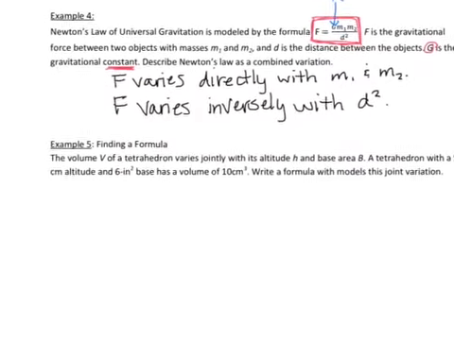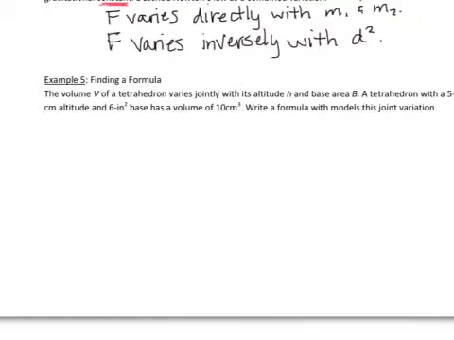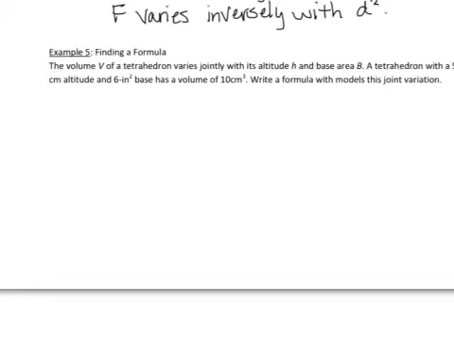All right, let's go to the next one where they give us the sentence and we have to write the equation. So the volume V, it gave me a variable, of a tetrahedron varies jointly, that seems important, with its altitude h, another variable, and base area b. Jointly means direct or inverse? Direct. So are h and b going to be on the top or the bottom? H and B are going to be on top.